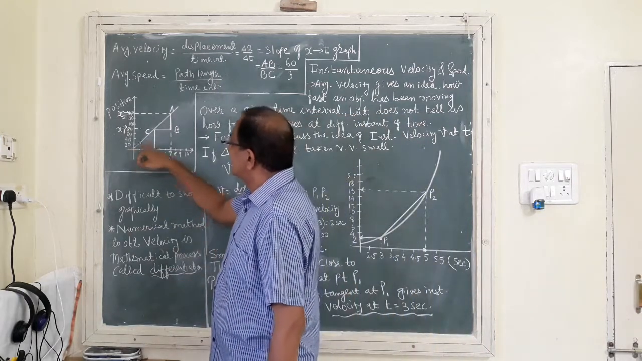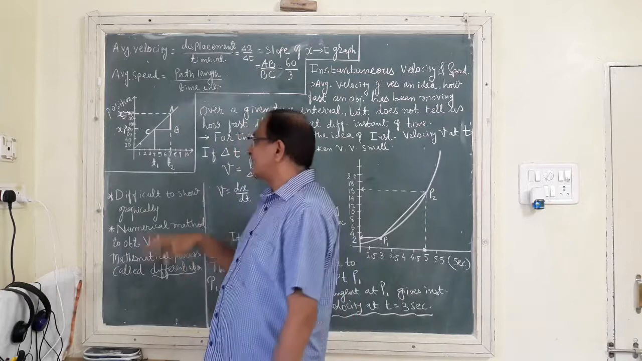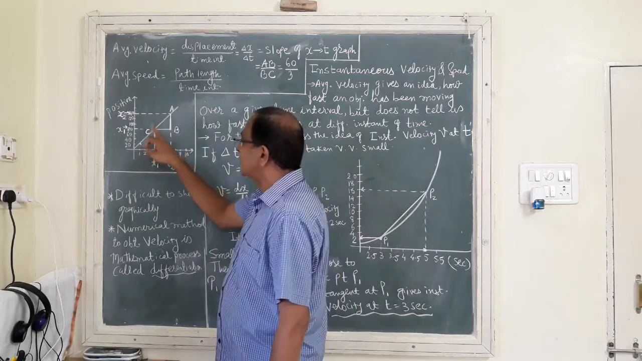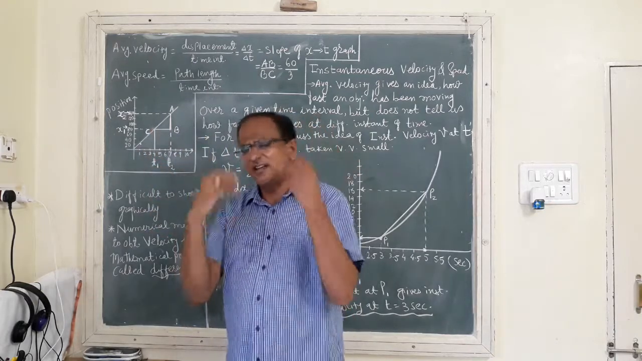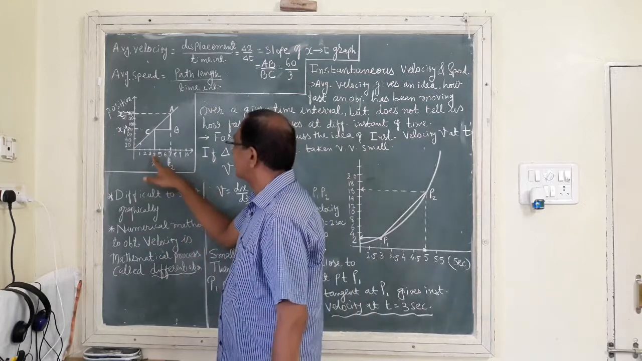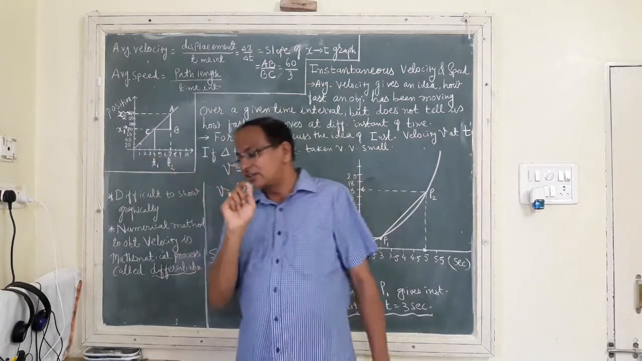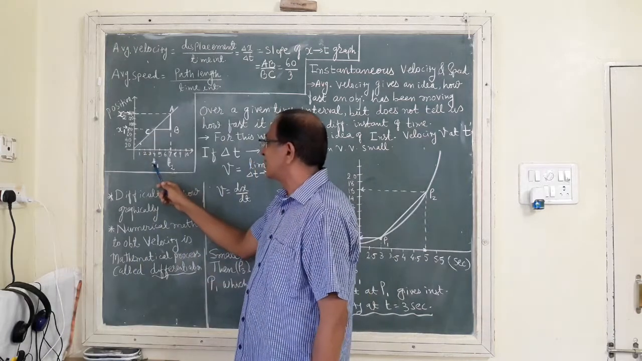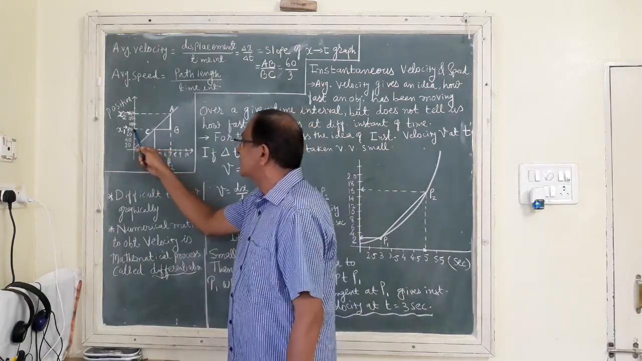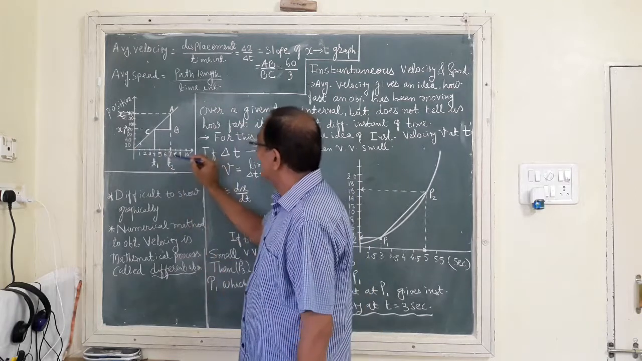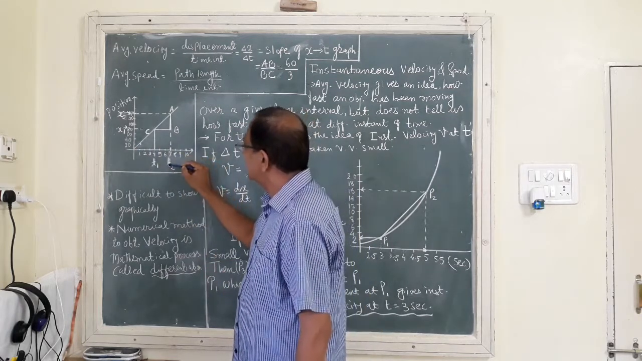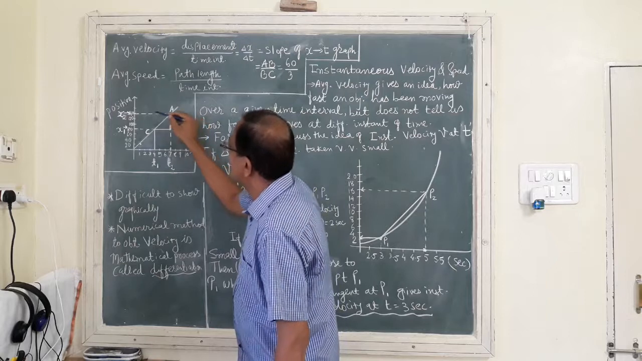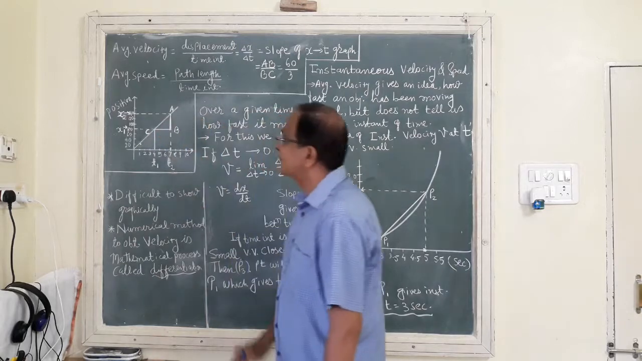Now this is a linear graph, so any 2 points I can take. See, one point I am considering here is my initial point, and any point you can take. Right now I am taking 4 second as my initial point. At 4 second the position is 80 meter. At another time, say at 7 second, the position is 140 meter.